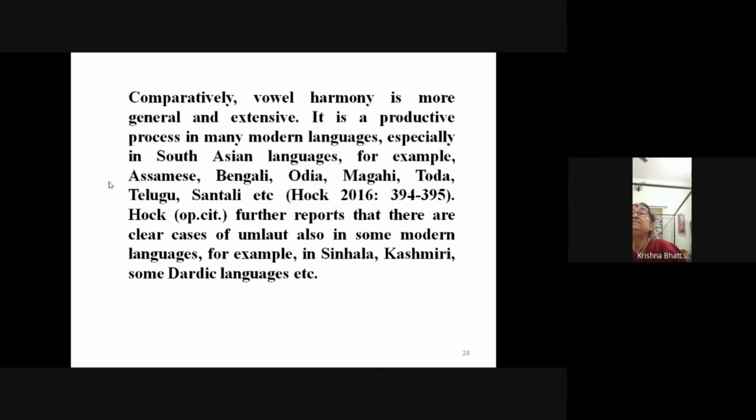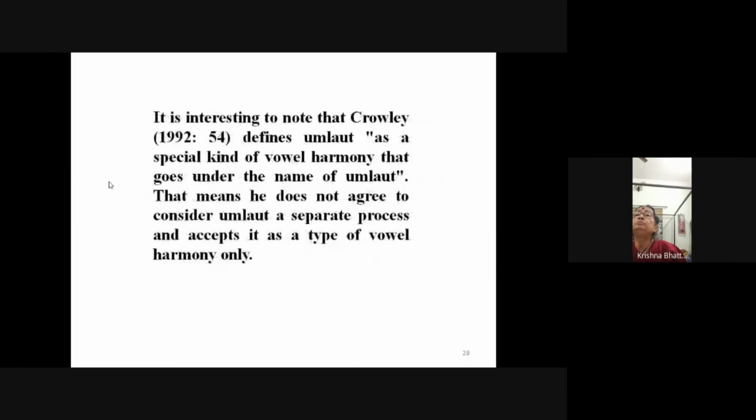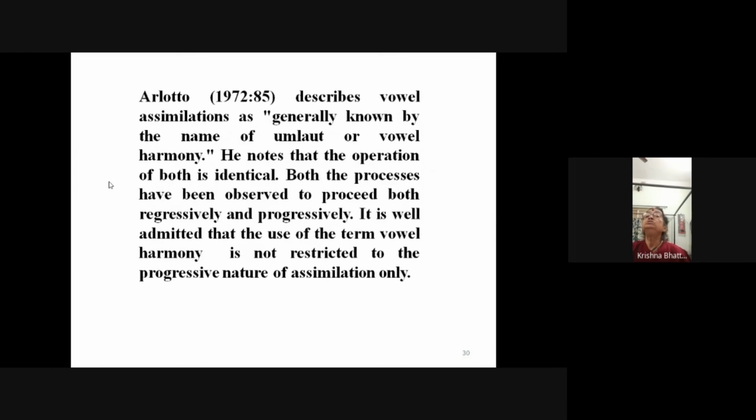That means he doesn't agree to consider umlaut as a separate process and accepts it as a type of vowel harmony only. Arlotto, 1972, describes vowel assimilations as, I quote, generally known by the name of umlaut or vowel harmony. That means he doesn't want to distinguish between these processes. Both the processes have been observed to proceed both regressively and progressively. It is well admitted that the use of the term vowel harmony is not restricted to the progressive nature of assimilation only. Consequently, some scholars do not distinguish between these two processes, as Hawk reports.